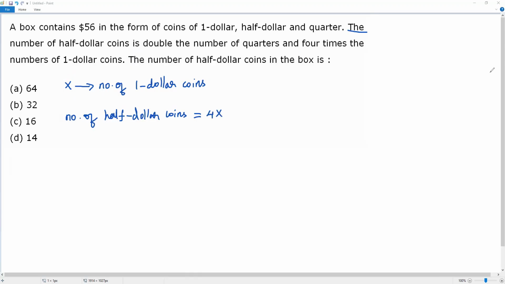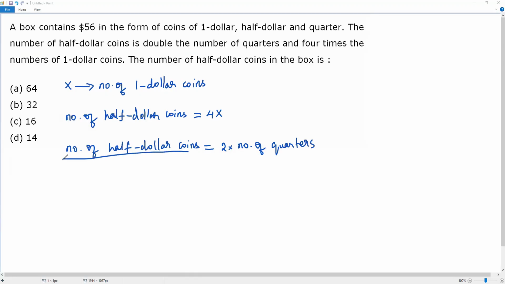And now let's consider the other information over here. That is, the number of half dollar coins is double the number of quarters. Let me write this stuff exactly. That is, the number of half dollar coins is equal to double the number of quarters. Double means 2 times the number of quarters. Let me write it.